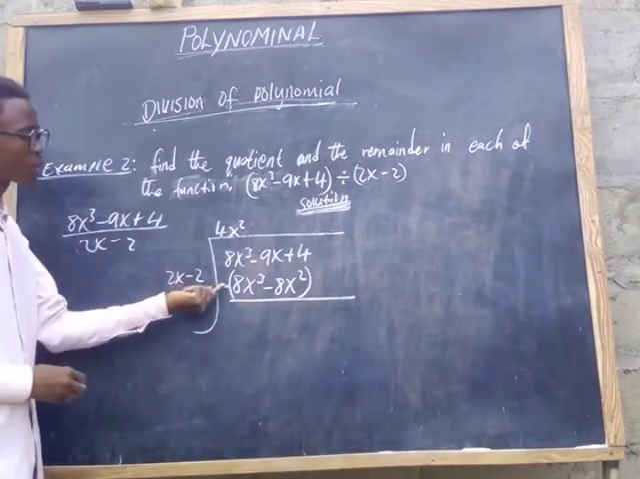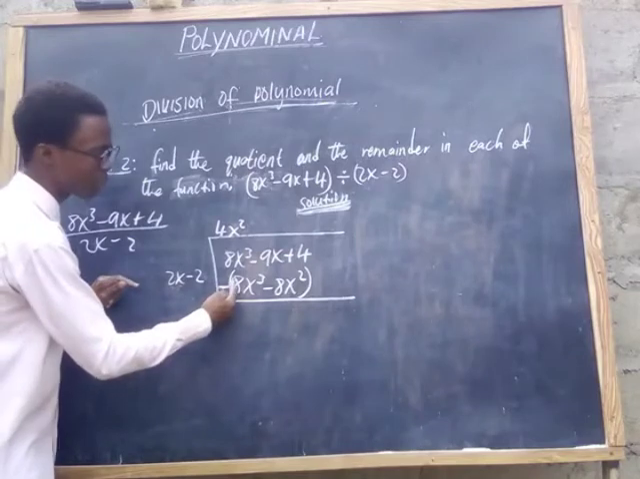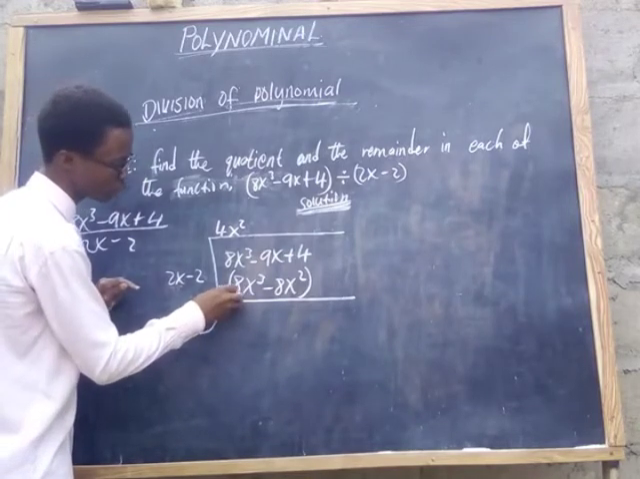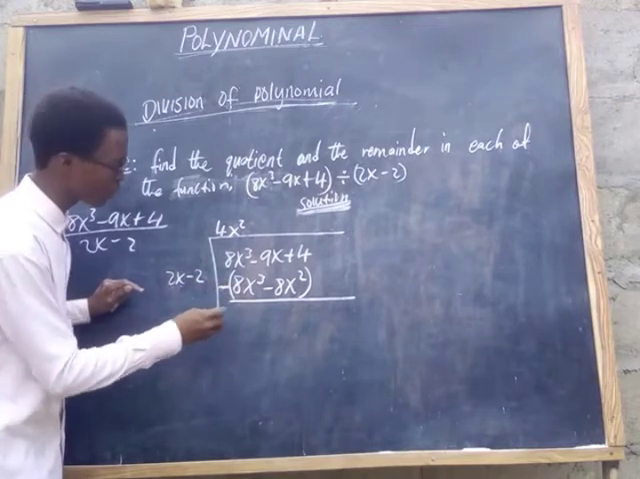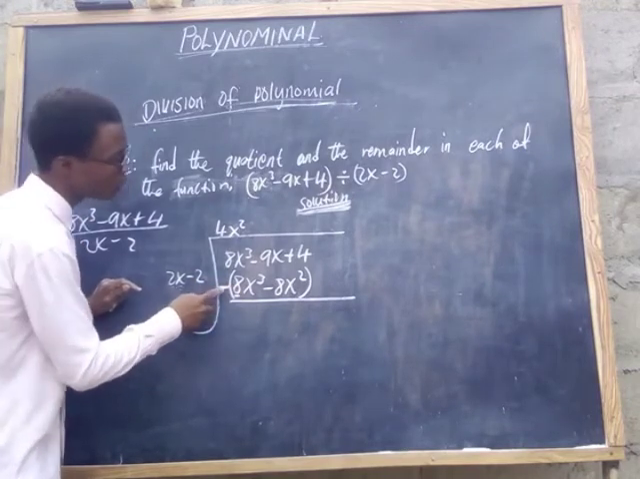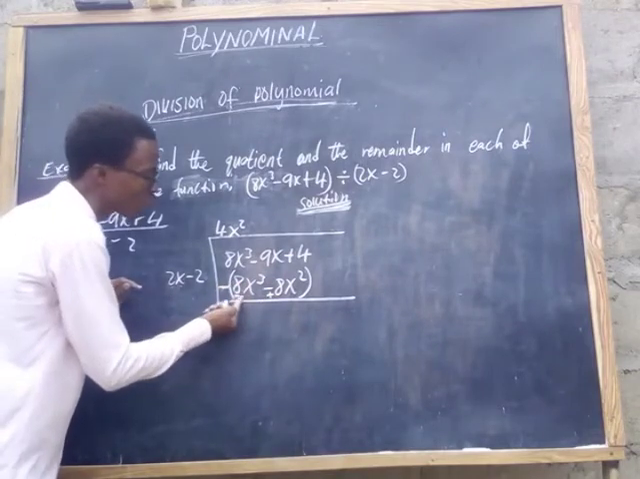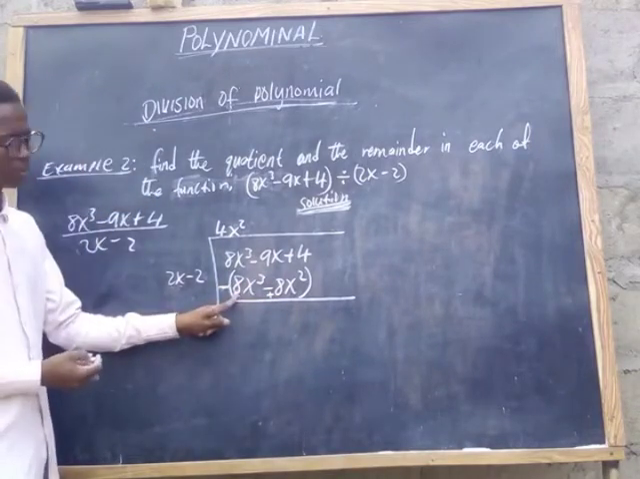Now what's next? We multiply the signs. What is here is plus, what is here is minus. Minus times plus is minus, so you put minus. Minus times minus is plus. So you are not going to use this sign again, but you are going to use this sign that you just wrote.